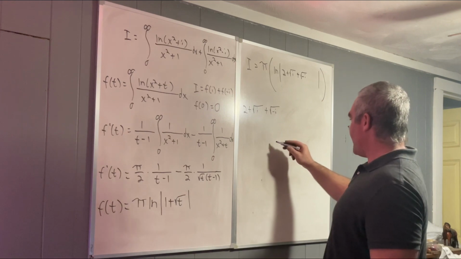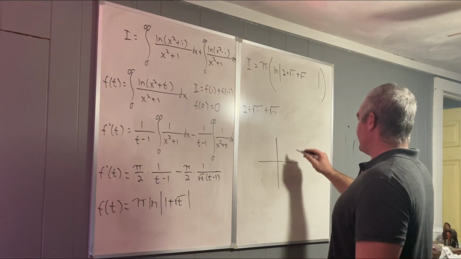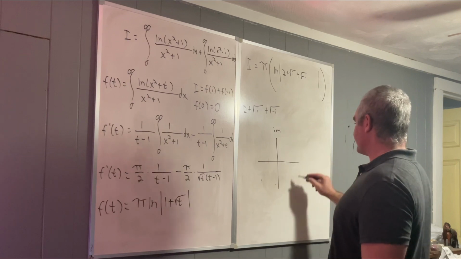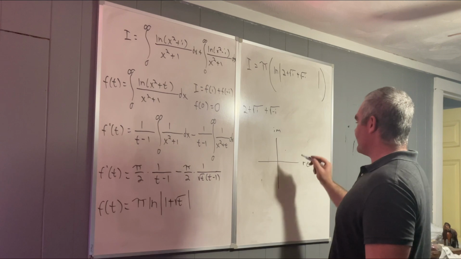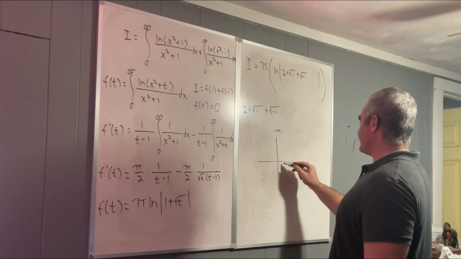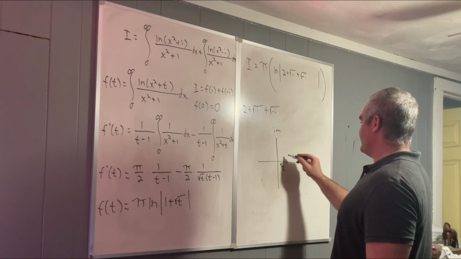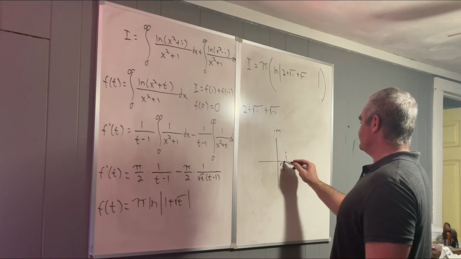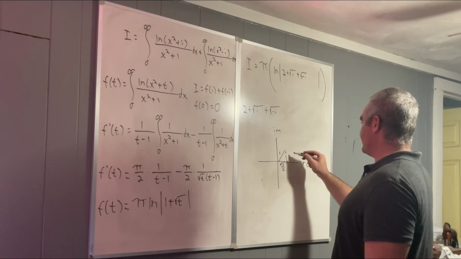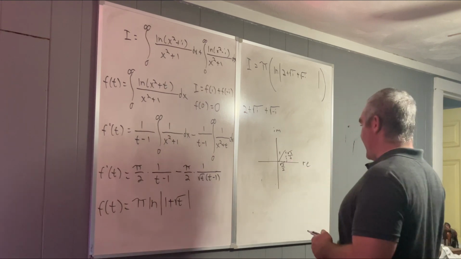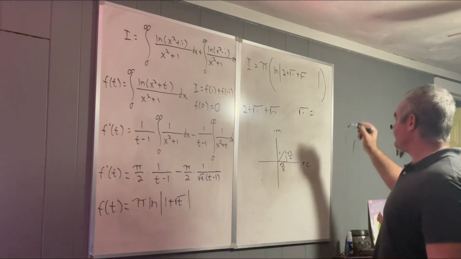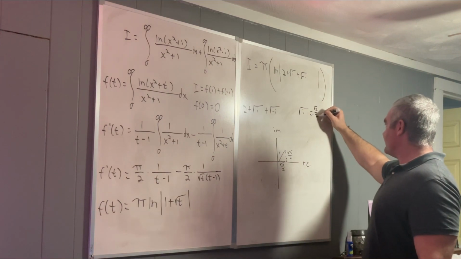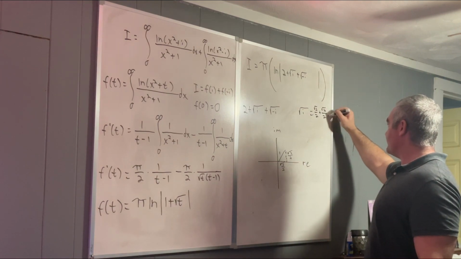Well, let's see. The square root of i, if this is our imaginary axis and this is our real axis, the square root of i would be about right here. And this distance would be the square root of 2 over 2. This distance would be 1, and this would also be the square root of 2 over 2. So the square root of i can just be written as square root of 2 over 2 plus square root of 2 over 2 i.